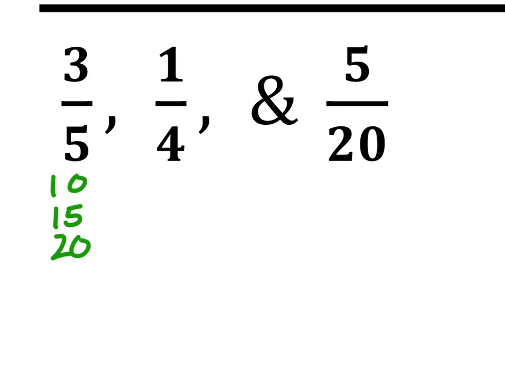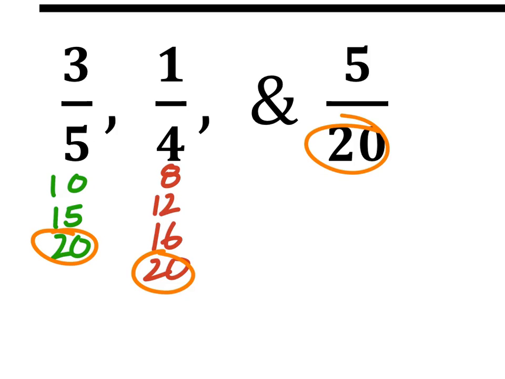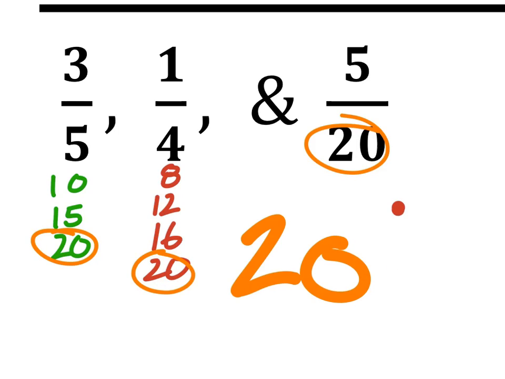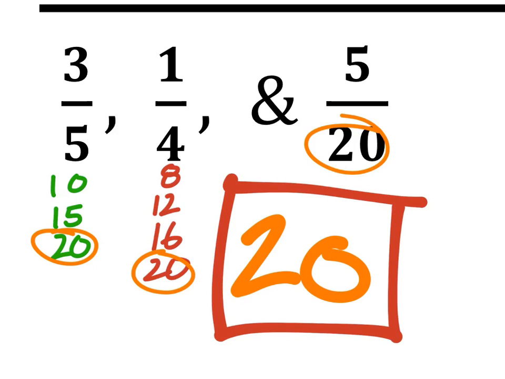For example, 4. Let's list the multiples of 4. 4, 8, 12, 16, 20. Now again, we see this common number, 20, in all 3 denominators, which means that the lowest common multiple for these is actually 20. And that is the answer for this problem.